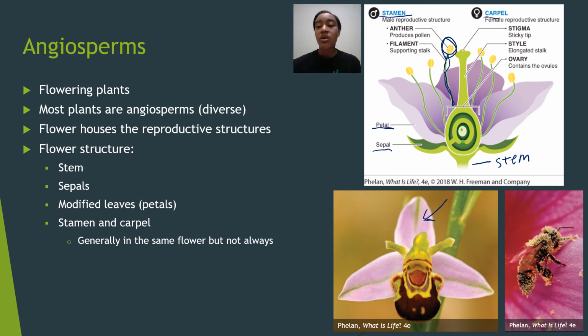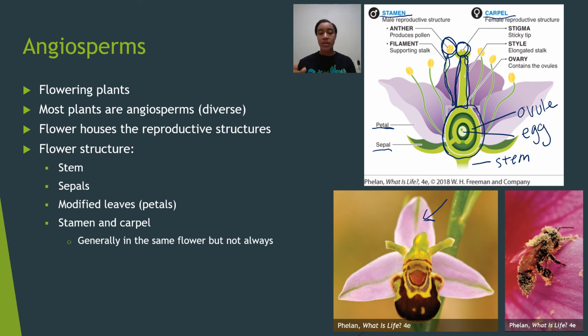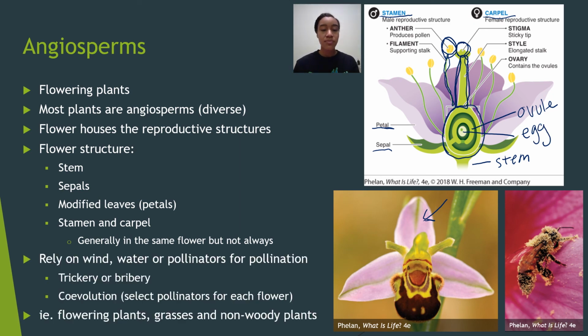And then we have our carpel, and our carpel is our female structure. And at the very top, it has a stigma. And the stigma is basically like a sticky pad that's at the very top of the style. And the style is kind of like a long neck or tube that leads to the ovary. And within the ovary, we have our ovule and our egg. So keep all those structures in mind.